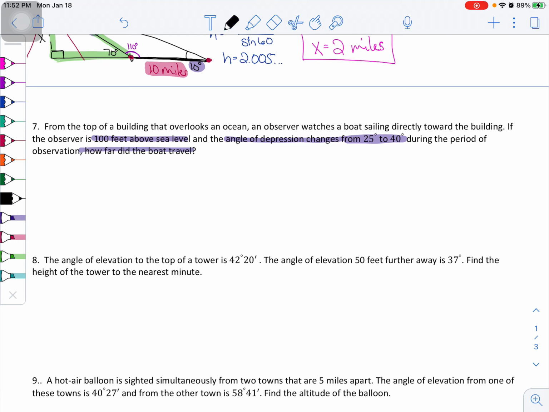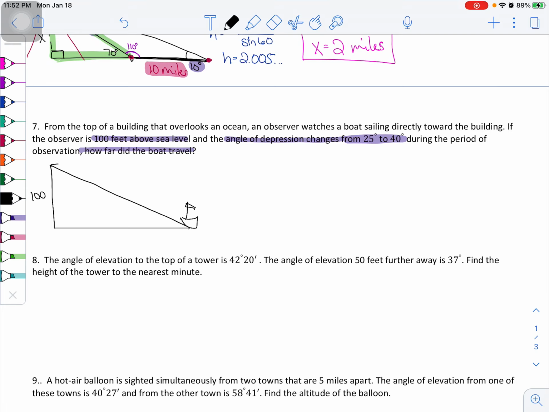Okay, so we have a building, and here's the sea. All right, so somewhere out here is a boat. That's close enough. So there's my boat. Let's see, the observer is 100 feet above sea level, so there's 100. All right, so the observer is looking down and spots the boat. The original angle of depression is 25 degrees.